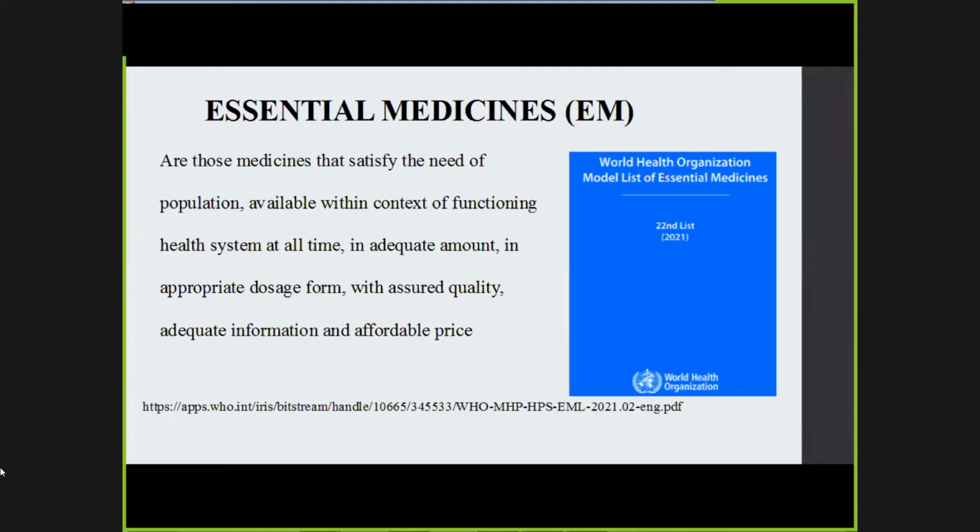This picture is the front page of the WHO essential medicine list. The latest edition is the 22nd edition, which was published in 2021 by WHO. Nationwide essential medicine lists are also published. The essential medicine list of India is also available. The essential medicines can be different from country to country according to the need of the population of that country. And there is one link which is present here.